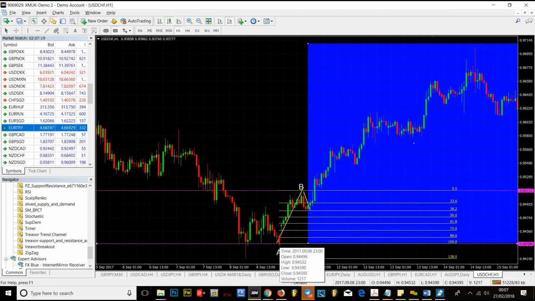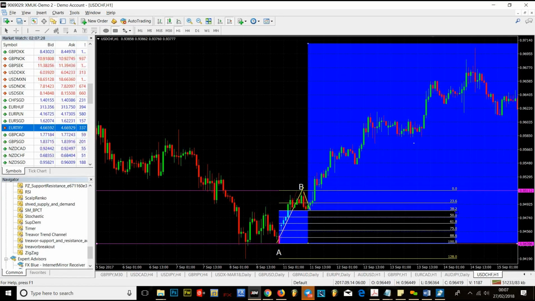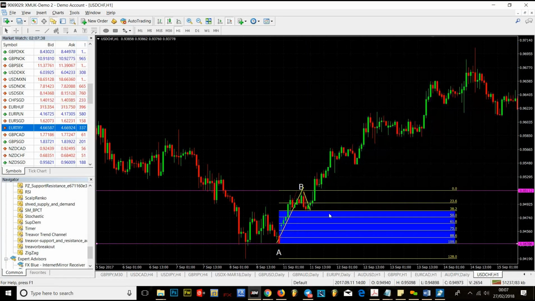Now, I'm going to draw my rectangle from this point. That's the lowest point. That's the 100%. So I'm going to take it all the way up to where it retraced. Where did it retrace? At my 38.2. Let me take this out because this is going to get in the way. Delete that. So this is where it retraced up to.